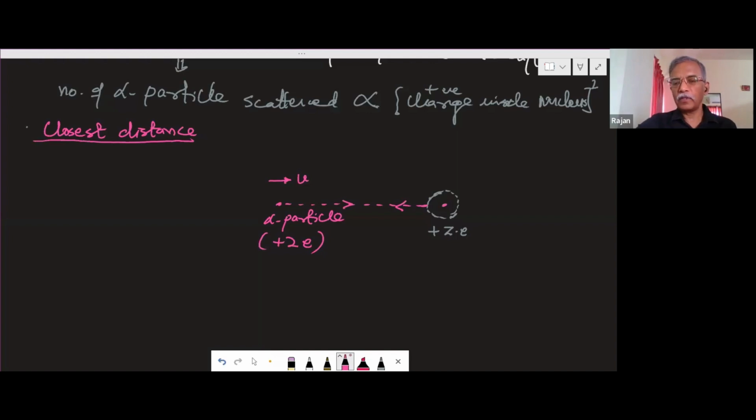Any doubt in that, Arushi? So if it goes the closest distances? I didn't understand that part. Okay, I'll tell you.